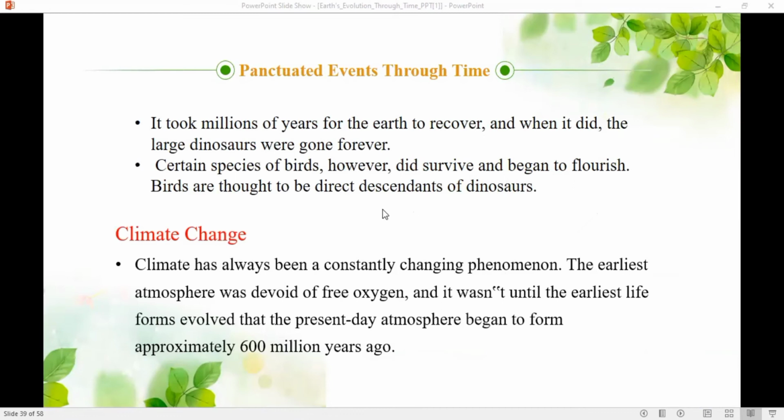The second one is climate change, and climate has always been a constantly changing phenomenon. The earliest atmosphere was devoid of free oxygen, and it wasn't until the earliest life forms evolved that the present-day atmosphere began to form approximately 600 million years ago. Even now, the Earth's surroundings contain a wide range of climates. Climate is the ever-changing state of the planet.